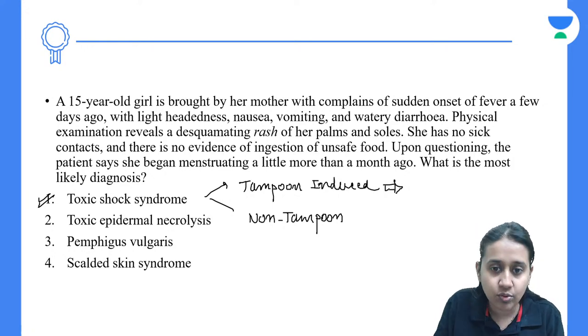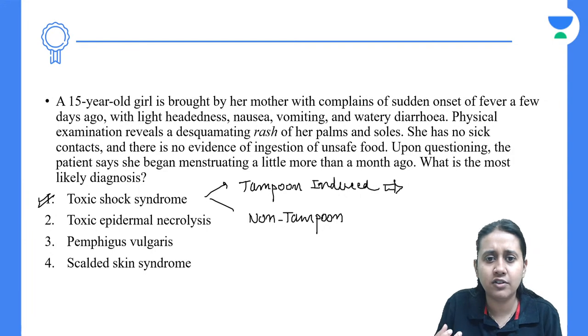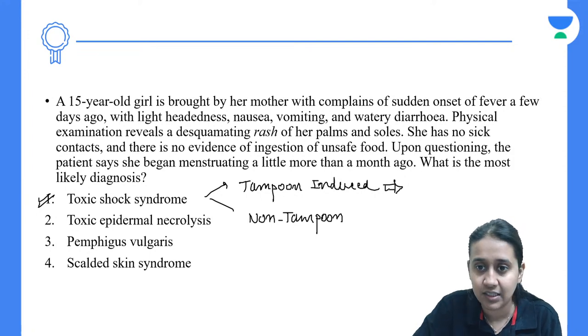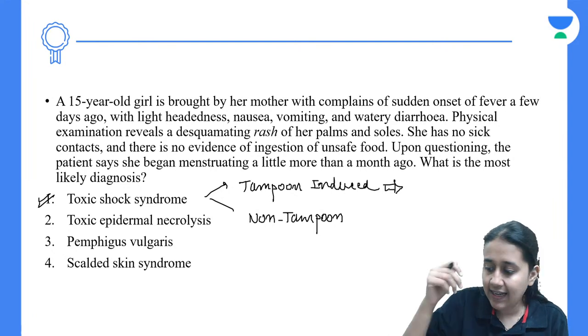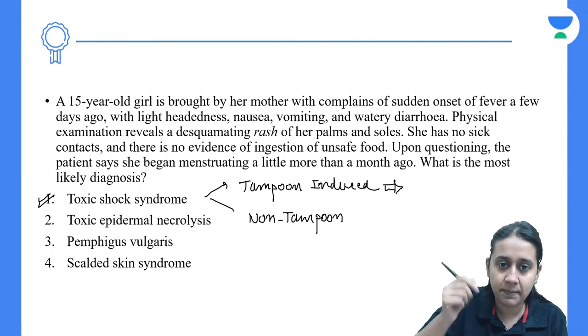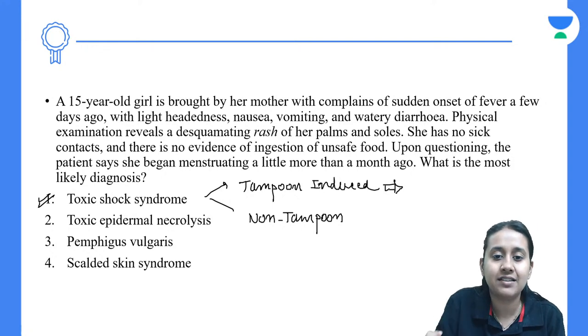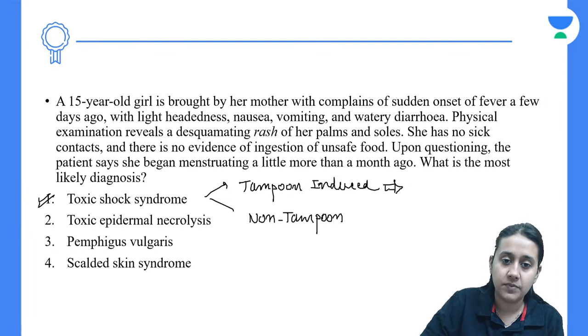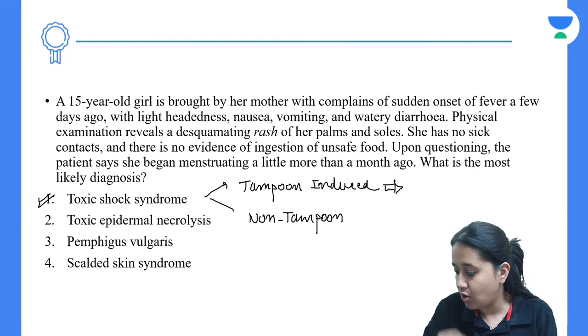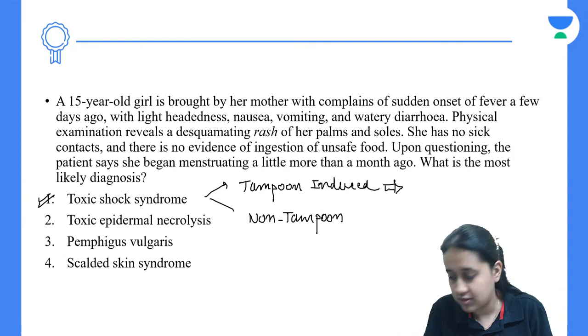In non-tampon induced, it is mainly seen because of contamination. For example, sometimes when you have multi-use vials of vaccines, the lid gets infected with staphylococcus and accidentally you prick the patient with that infected vaccine. This can lead to entry of staphylococcus into the blood with the release of the toxin inside the blood, causing features of shock. So both tampon induced and non-tampon induced is seen in toxic shock syndrome.